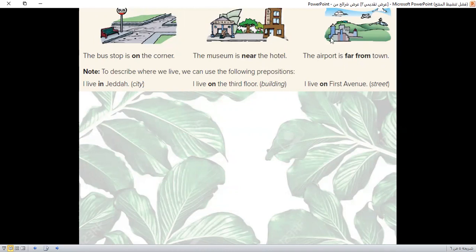And number 3, the airport is far from town. This is the airport, this is the town. And the airport is far from town, which means? Far. Yes, it's very far. They are the opposite. Near and far, they are opposite each other.